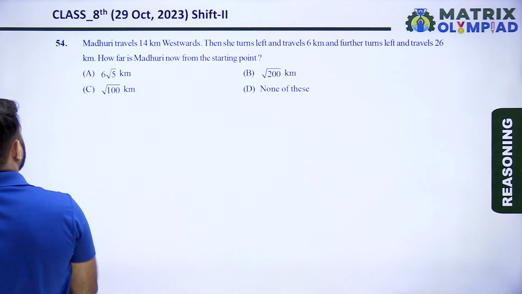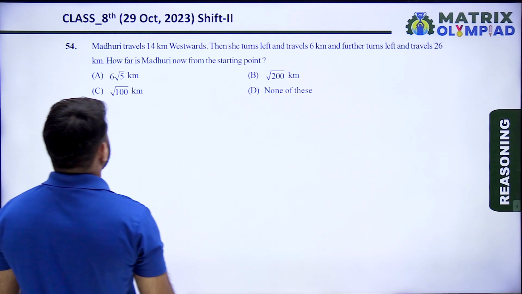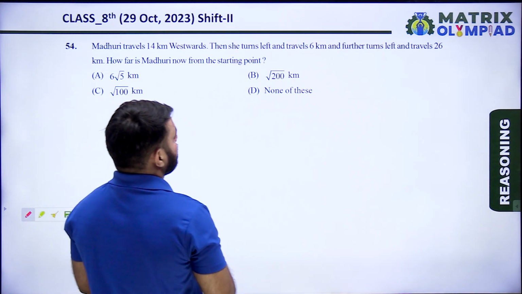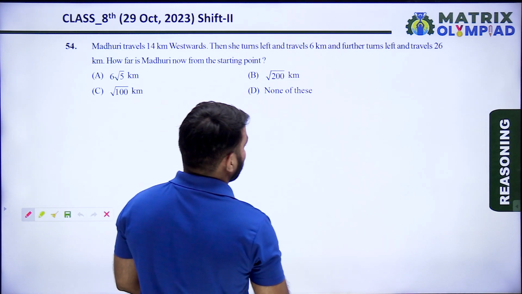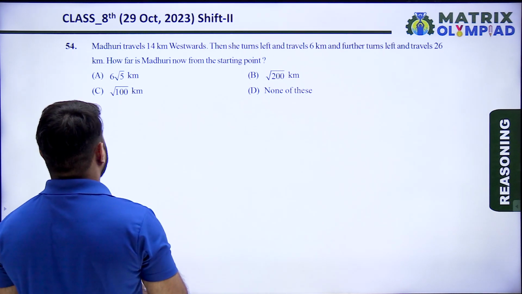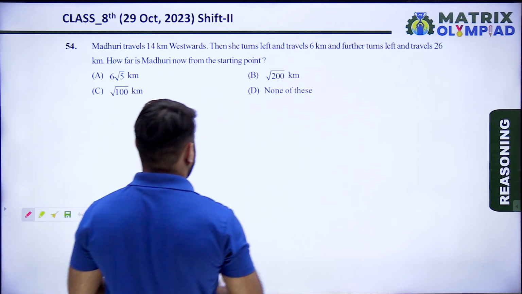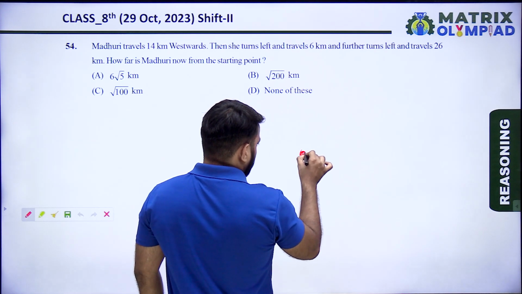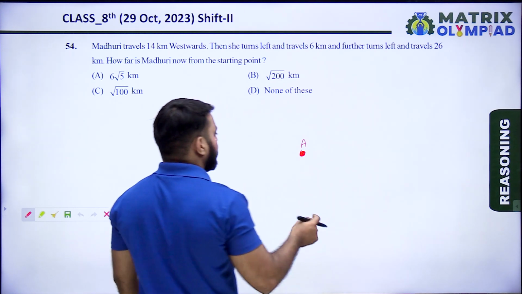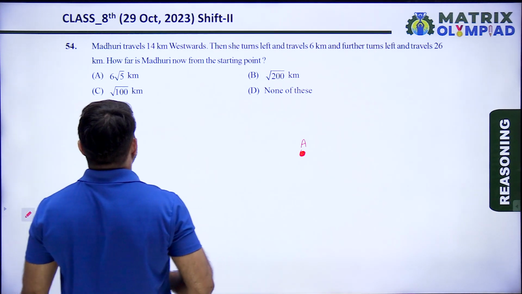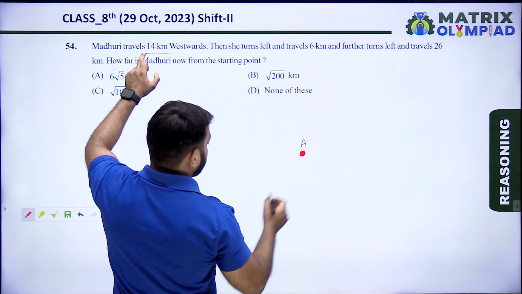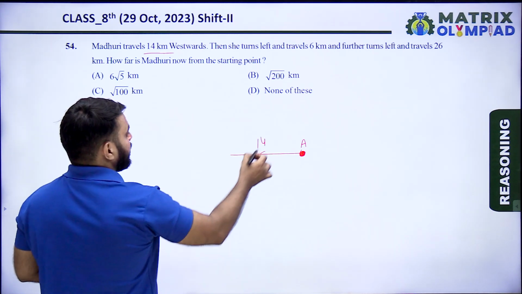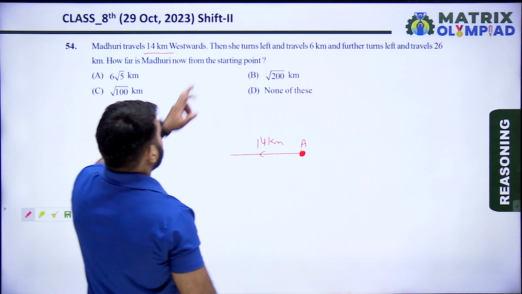The next question is question number 54. Madhuri travels 14 km westward. Then she turns left and travels 6 km and further turns left and travels 26 km. How far is Madhuri now from the starting point? Let's suppose this is the starting point of Madhuri, and Madhuri travels 14 km towards west.